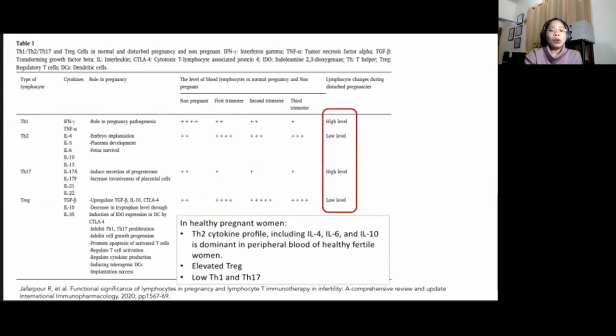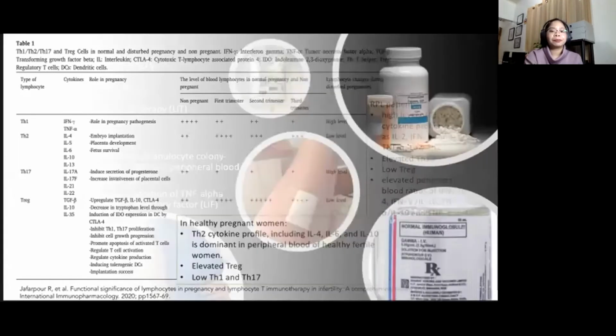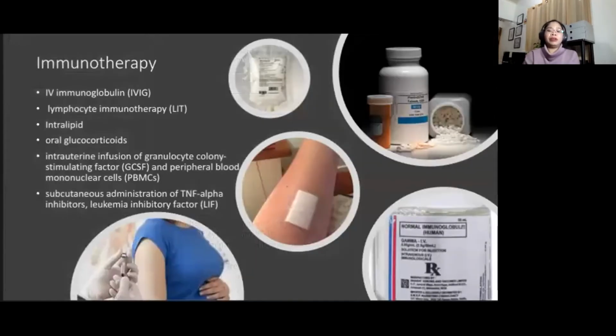Now, contrast that with what is happening in a patient with recurrent pregnancy loss. In a patient with RPL, the Th1 levels are very high, Th17 levels are very high, and they have very low levels of Th2 and T regulatory cells, thereby creating a Th1 predominance that increases the levels of the pro-inflammatory cytokines.